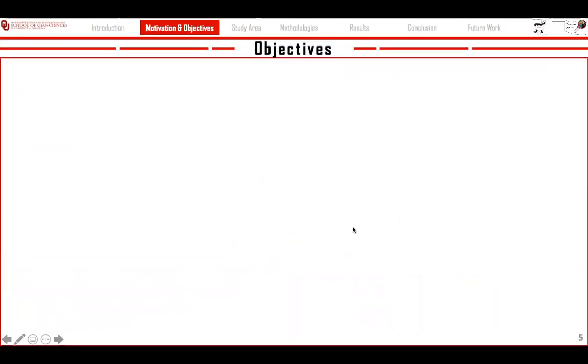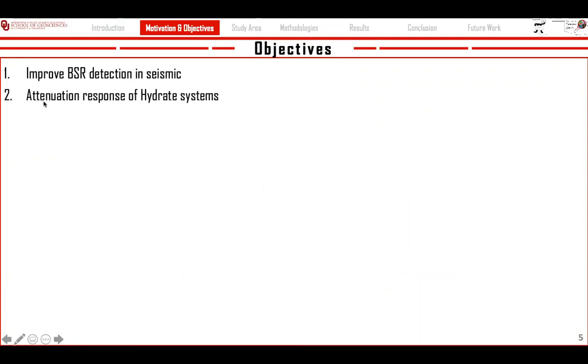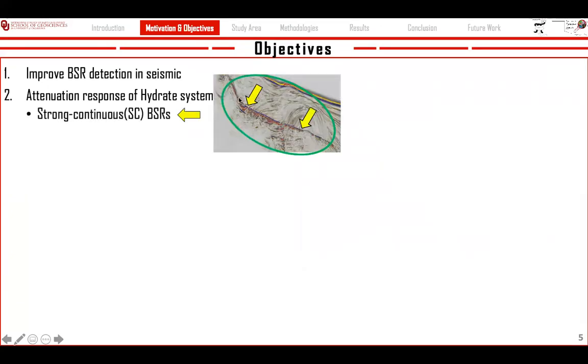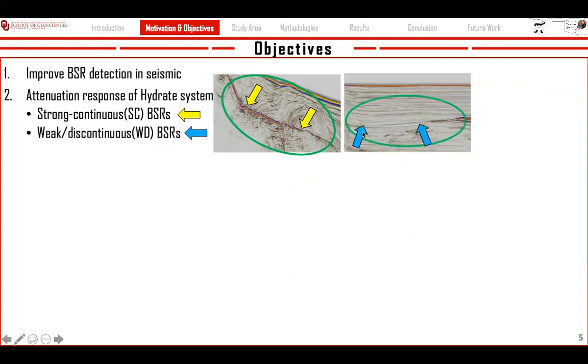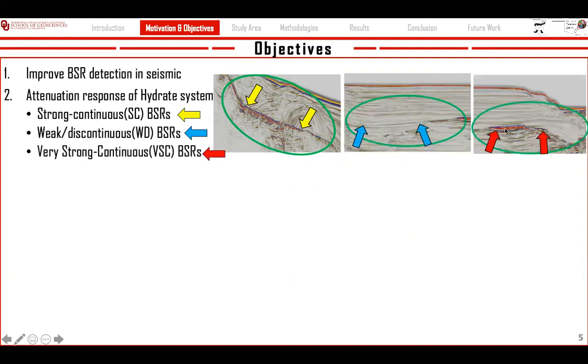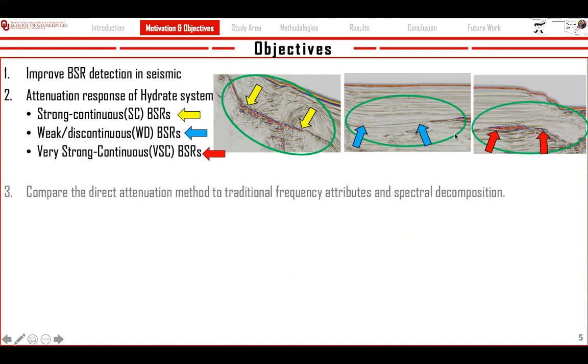So we have several objectives for this study. Our first objective is to improve the detection of bottom simulating reflectors in seismic data. Then we would like to measure and estimate the attenuation response of hydrate systems in regions that include strong continuous bottom simulating reflectors, weak or discontinuous bottom simulating reflectors, and very strong continuous bottom simulating reflectors.